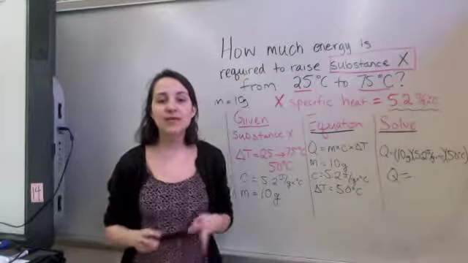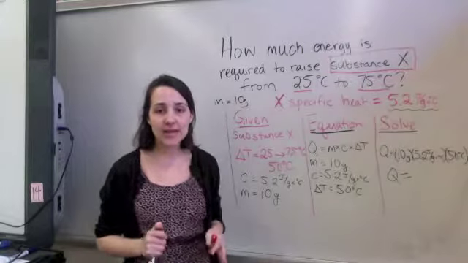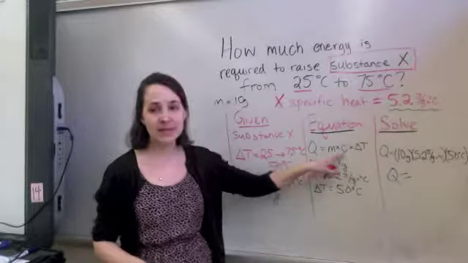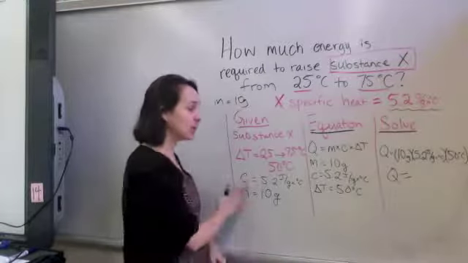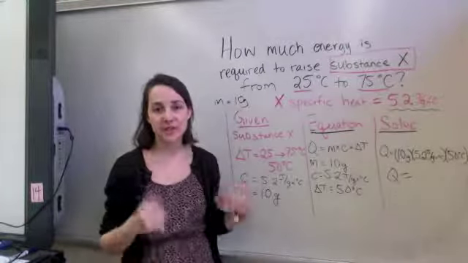All right? Hopefully this has helped you figure out a little bit more how we set up the Q equals MC times delta T and when we use that equation. From now on in class, we're going to use this 3-column method to solve this type of problem.